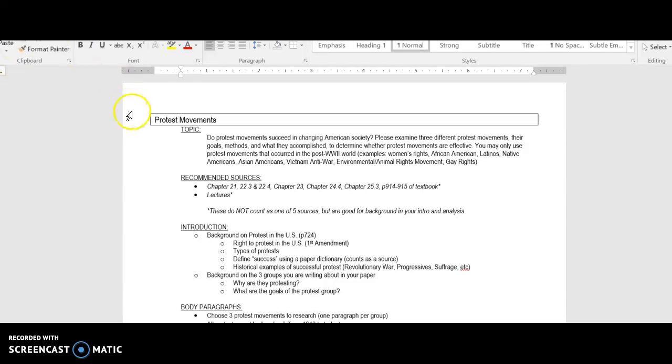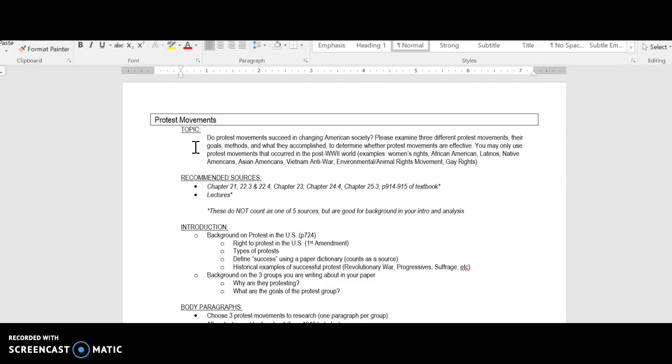This is the Protest Movements Paper Conference. Here's our topic: Do protest movements succeed in changing American society? Please examine 3 different protest movements, their goals, methods, and what they accomplish to determine whether protest movements are effective. You may only use protest movements that occurred in the post-World War II world.